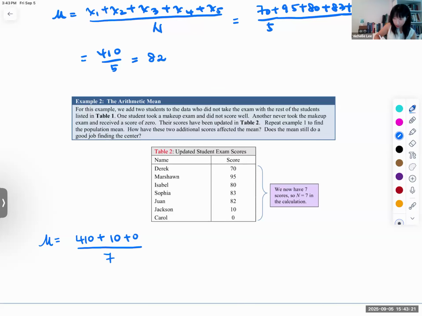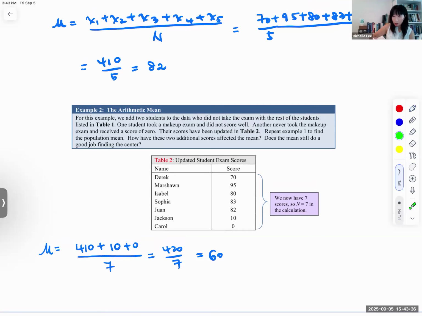So we have a 7 there because we had a 5. So what do you get? 420 over 7. Can you please calculate? 60. Okay. The population mean dropped from 82 to 60, right? Because 2 students' scores were not good, way below, right? 0, and 10 is almost 0. So we got that.